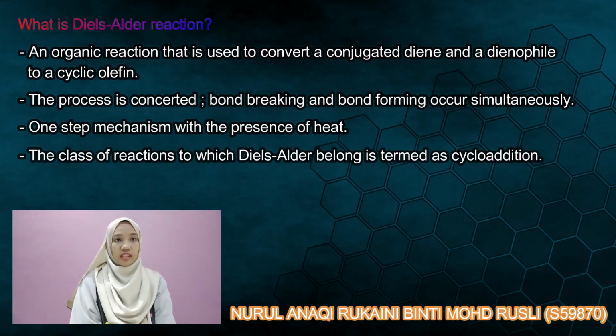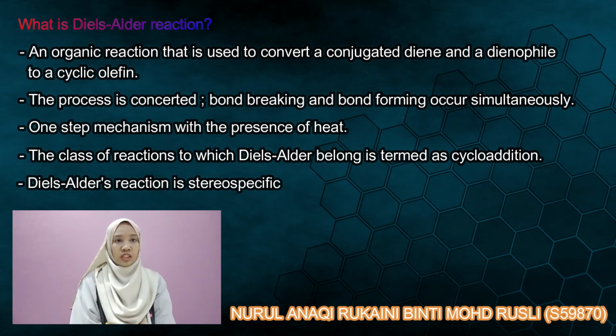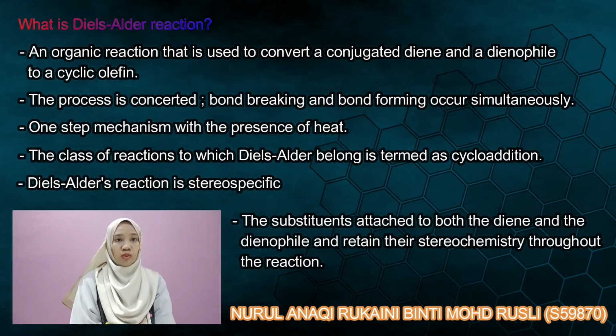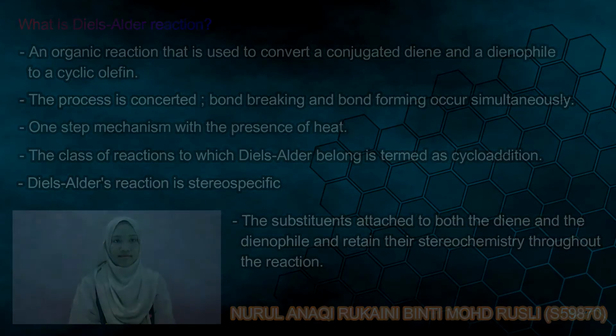The class of the Diels-Alder reaction is cycloaddition. The Diels-Alder reaction is stereospecific. Its substituents are attached to both the diene and the dienophile. It retains the stereochemistry through the reaction. Here are some examples of the Diels-Alder reaction.